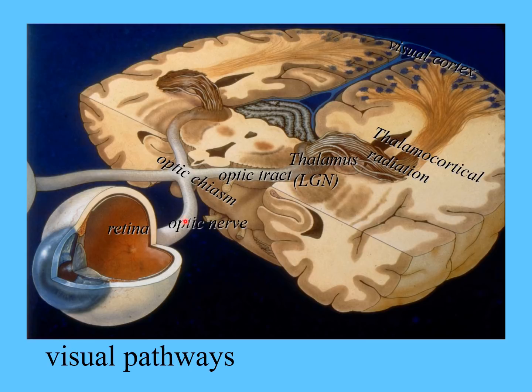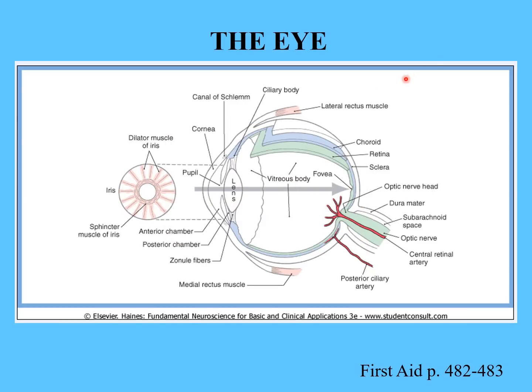We see the retina, optic nerve, the chiasm, the optic tract, the synapse in the thalamus, which is the first synapse after leaving the retina, in the lateral geniculate nucleus of the thalamus, and then the thalamocortical radiations to the visual cortex, both on midline in the occipital cortex, and on the external surface of the visual cortex. If we look at the eye itself, we can see three different layers.